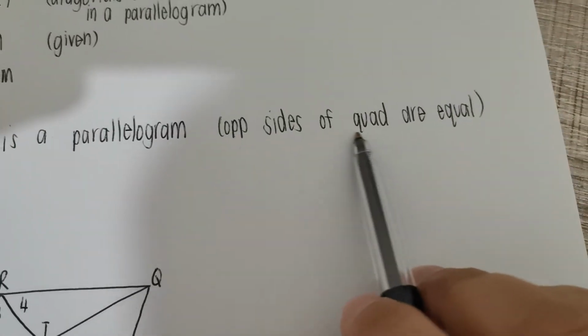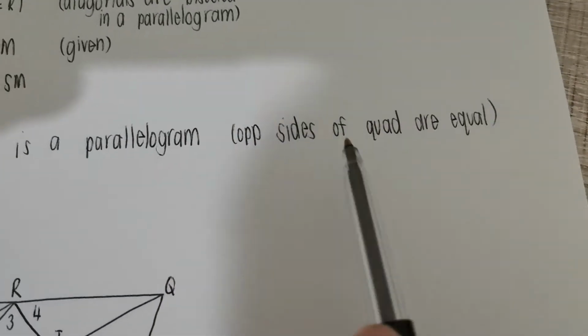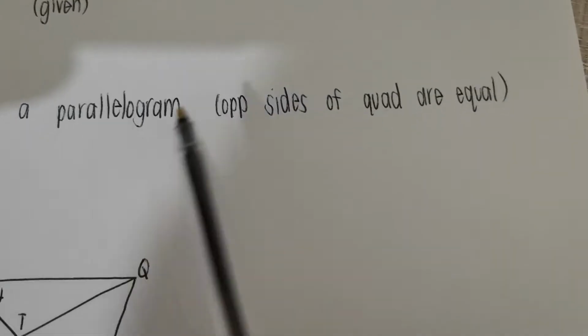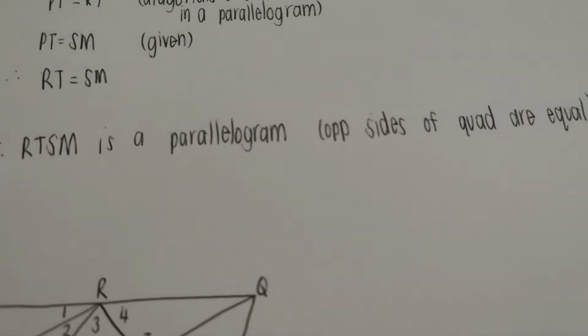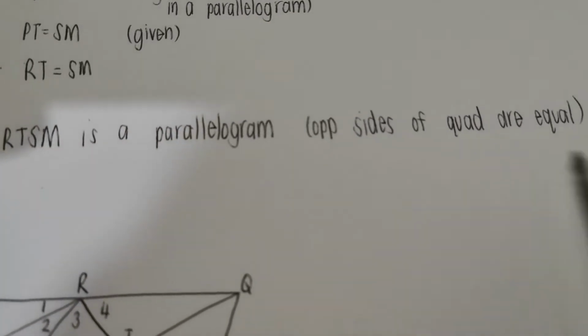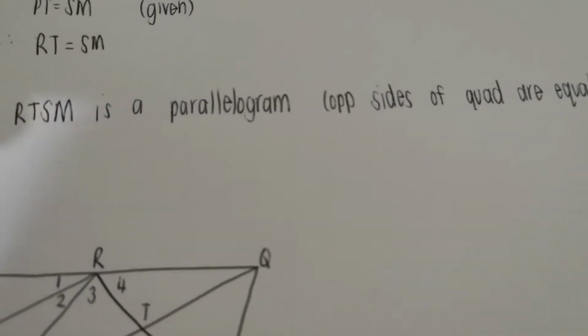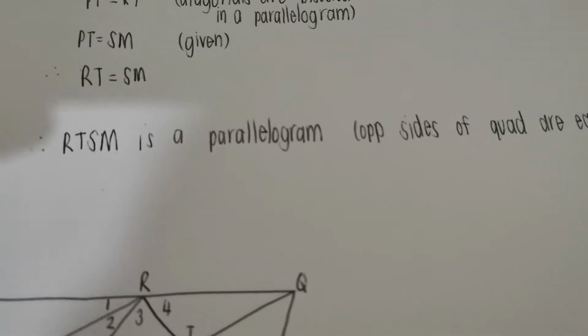If you left out the word of quad, of quad are equal, that's fine. You could have just said opposite sides are equal. Here we go. Or you could have even said both pairs of opposite sides are equal. That's perfectly fine as well. And there we go. That's proven.